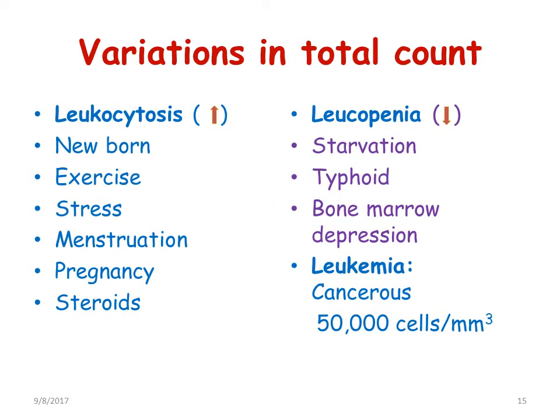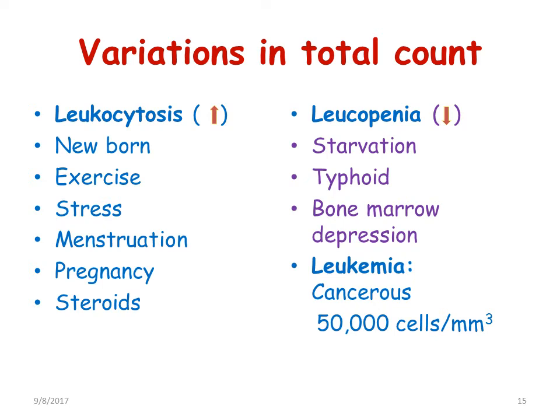Now let us take a look at the variations in the total count. When the white blood cell count increases above the normal range, it's called leukocytosis. And when it decreases below the normal, it's called leukopenia or leukocytopenia.